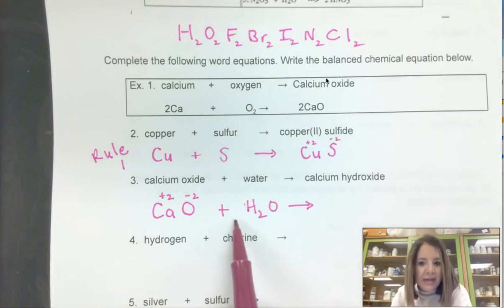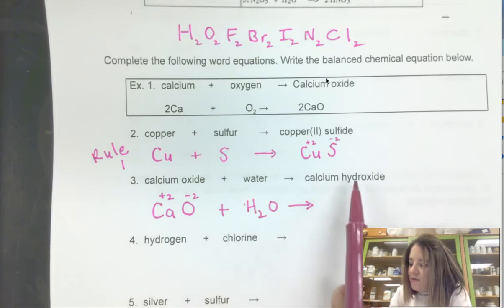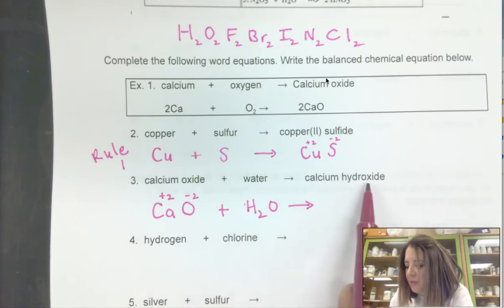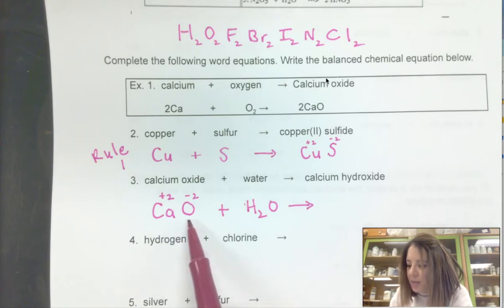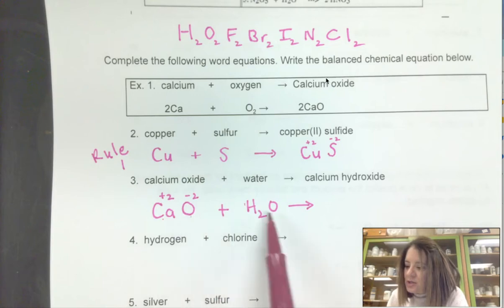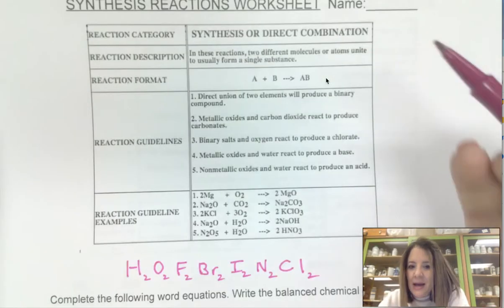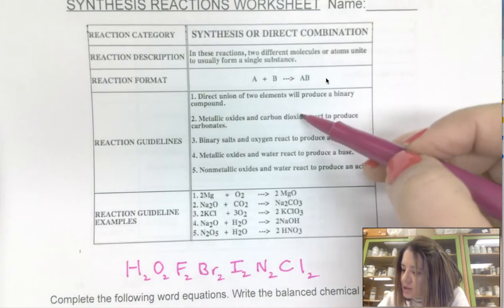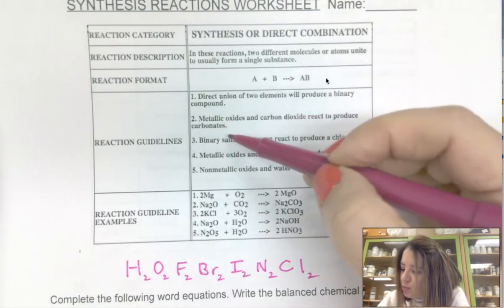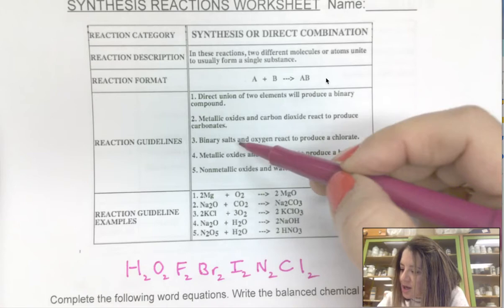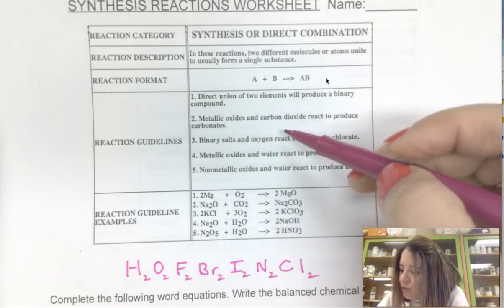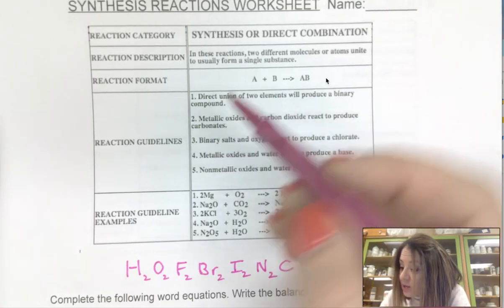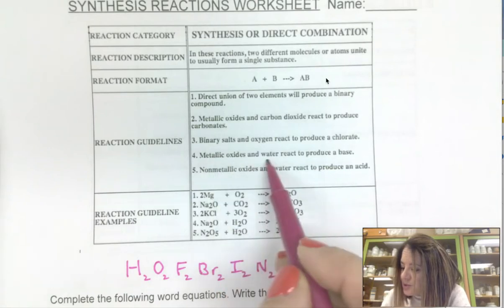And I'm going to take a look, what does this rule look like? Even though they've given me the answer up here for the product that I'm going to be making, I'm going to see what rule this looks like up above. So calcium oxide plus water. So is that a metal oxide plus carbon dioxide? Nope, because I'm adding water. So that's not rule 2. Rule 3 is a binary salt plus oxygen. Nope. Rule 4, a metal oxide and water react to produce a base.